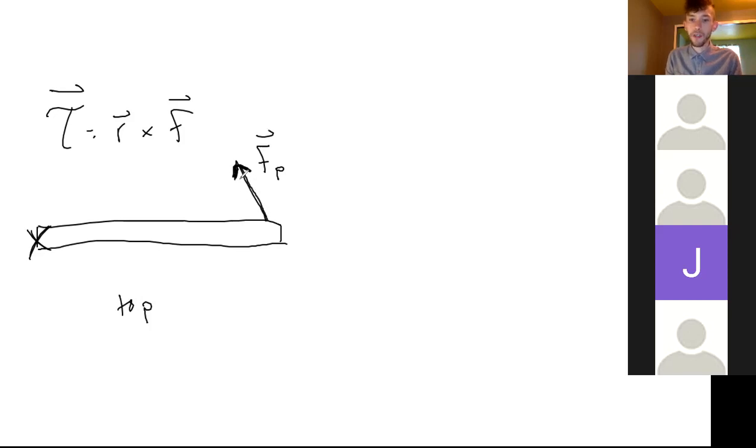Mr. Hassman, can you tell me what the R vector represents in this torque definition? What is the vector R? It's like the distance away from the axis. Yes, that's pretty good. Okay, excellent. So this R vector is a vector that's drawn from the axis of rotation to the point of application of the force.